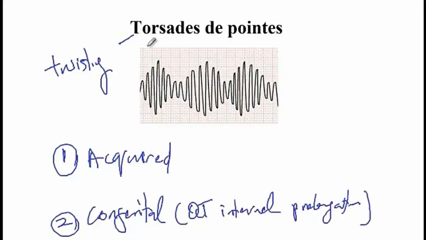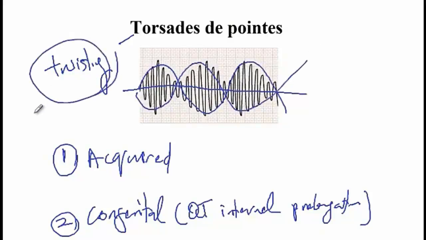Now the reason the name torsades is given to this condition is that the waveform QRS that are shown right here are twisting around the isoelectric line. So if we have the isoelectric line here, you can see that they're twisting around it, and then same on this side. So that's why it's given the name torsades.